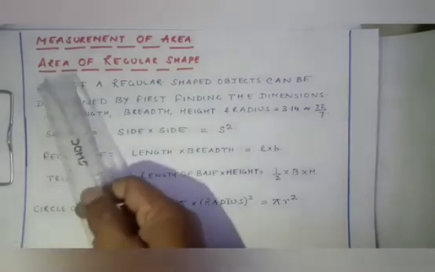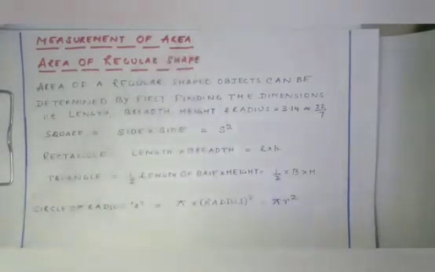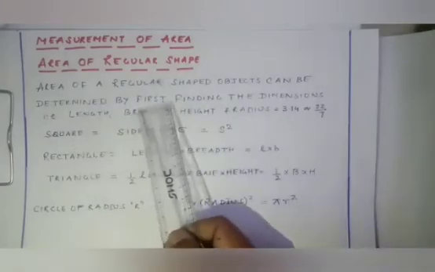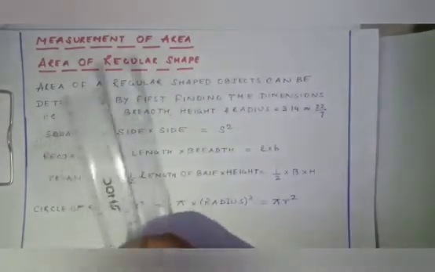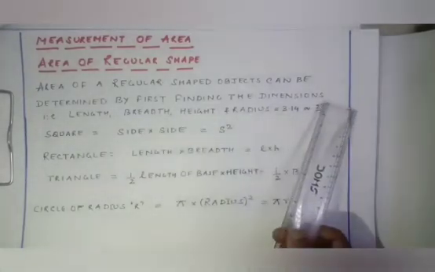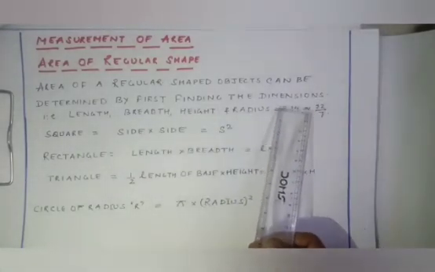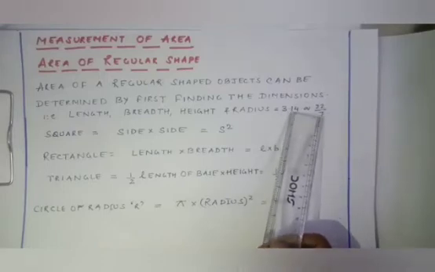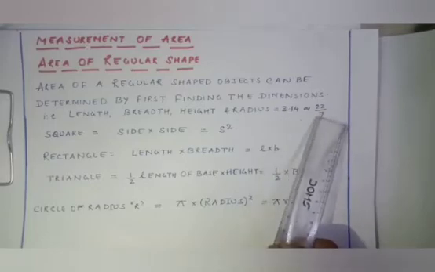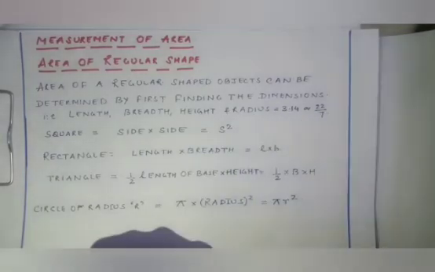Let us see another topic, that is area of regular shapes. The area of regular shaped objects can be determined by first finding the dimensions, that is length, breadth, height and radius. Over here we are going to take an approximate value of pi, the value of pi being 3.14 or 22 upon 7.